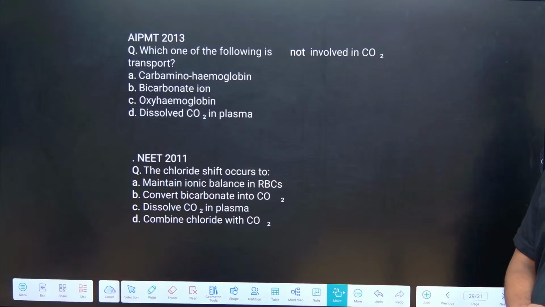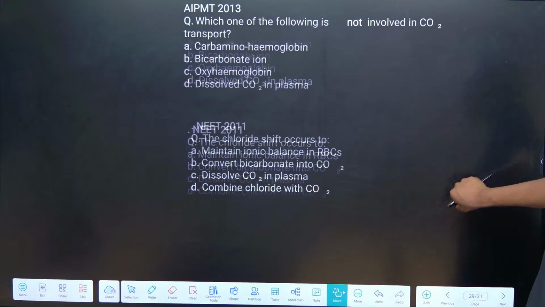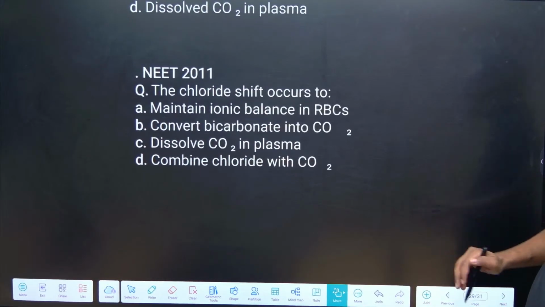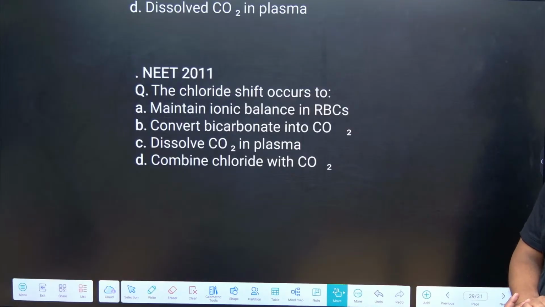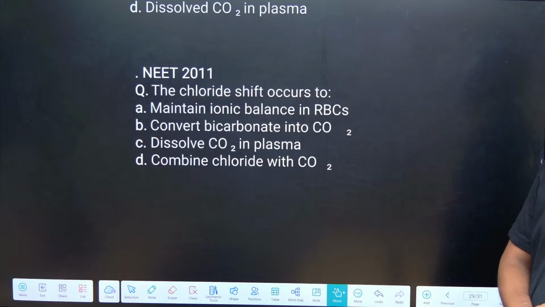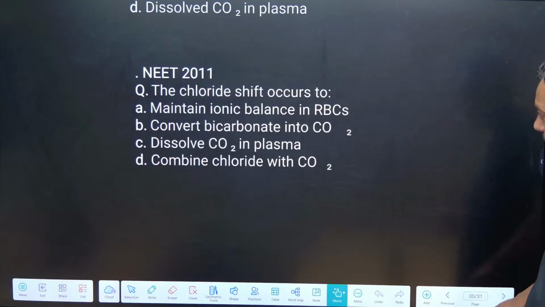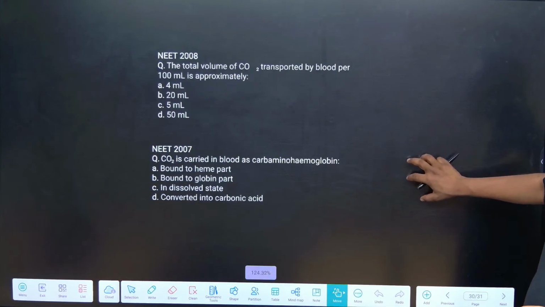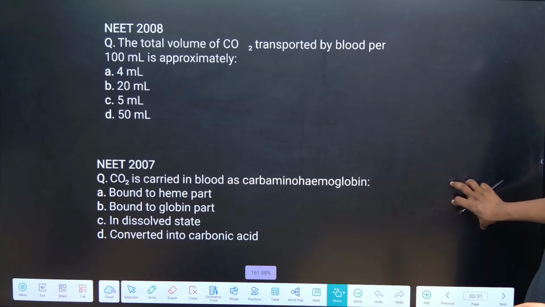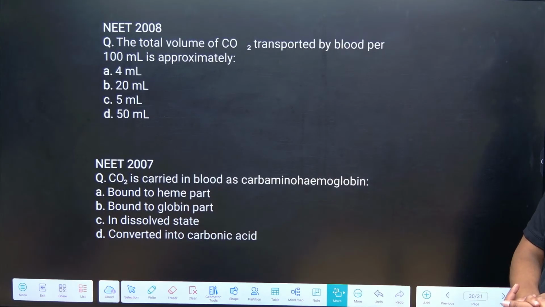Okay, 2013 question, initial days of NEET. 2011 NEET: the chloride shift occurs to maintain ionic balance in the RBC, convert the bicarbonate into CO₂, dissolve the CO₂ in the plasma, or combine chloride with CO₂. First one, right? Maintain ionic balance in the RBC, right? The total volume of CO2 transported by blood per 100 ml is approximately how much? 4 ml. Of course, right.